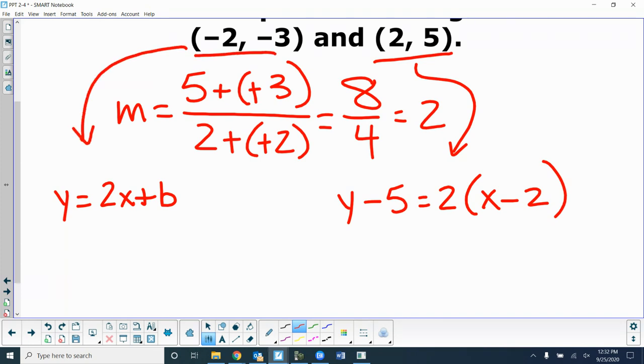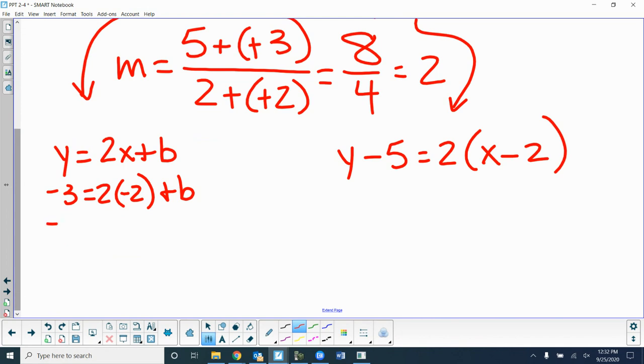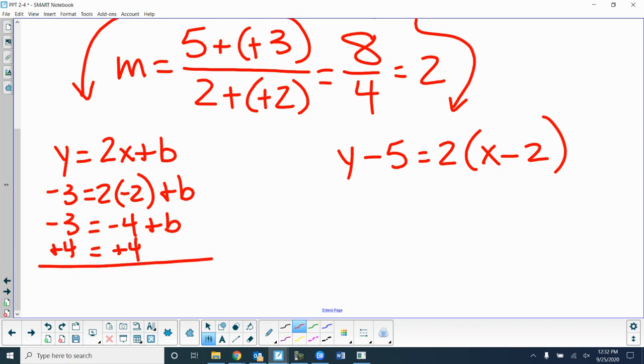So what's my y value? -3. What's my x value? Thanks. You guys are really keeping up. Focus. What's 2 times -2? -4. What do I do with the -4? Add it. What's -3 plus 4? So I get y equals 2x plus 1. Just substitute 1 in for the b.